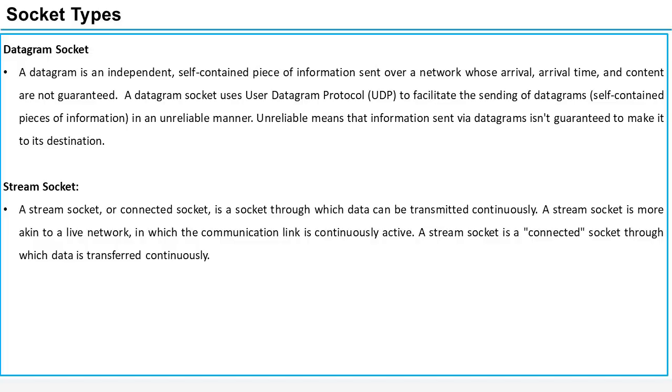Stream socket. A stream socket or connected socket is a socket through which data can be transmitted continuously. A stream socket is more akin to a live network in which the communication link is continuously active. A stream socket is a connected socket through which data is transferred continuously.